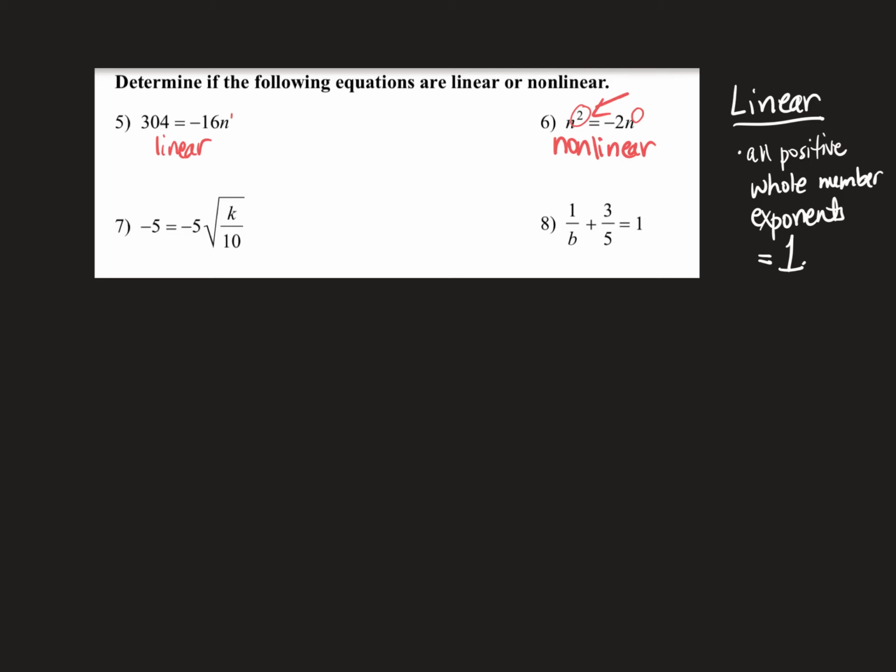Now, number 7, and you may not know this yet, but this k is under a square root. The square root of k is equal to k to the 1/2. So that makes our exponent not equal to 1. It's not a whole number, it's not equal to 1. So this is nonlinear. And you should know this next one. You do learn that in 8th grade. You have b in the denominator, which means you have a negative exponent. So that means that number 8 is also nonlinear. So what makes it nonlinear?